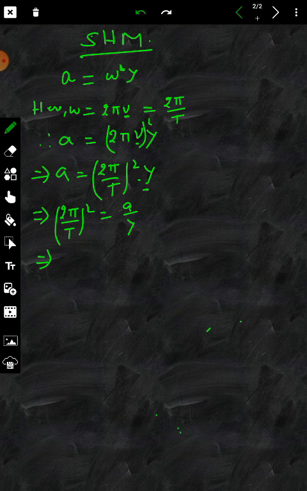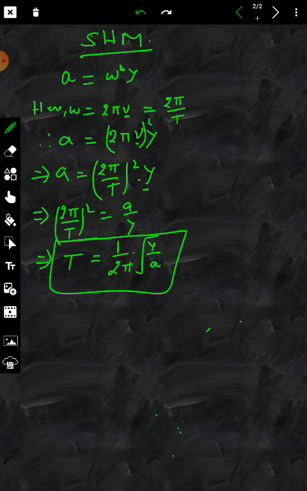From here, whenever we make some calculation, we come to the conclusion that the time period is given by 2 pi into the square root of y upon a. So for any simple harmonic oscillator, the time period is given by this formula.